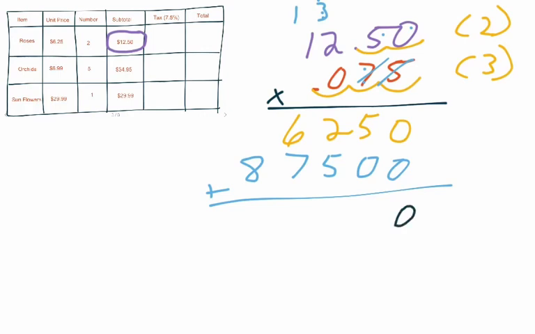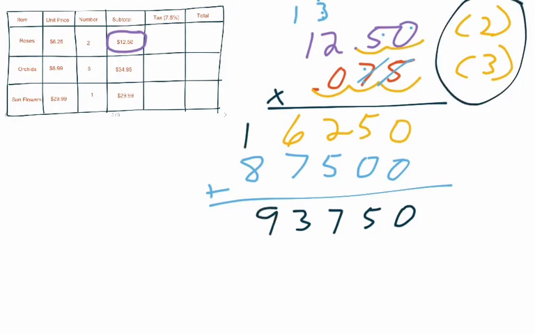0 and 0 is 0. 5 and 0 is 5. 5 plus 2 is 7. 7 plus 6 is 13. I'm going to carry the 1. 8 plus 1 is 9. I've got to remember to bring my decimal back. I need to come back 5 places. So I'm here. I'm going to go 1, 2, 3, 4, 5.